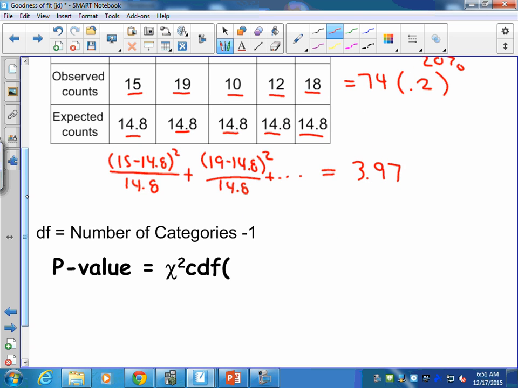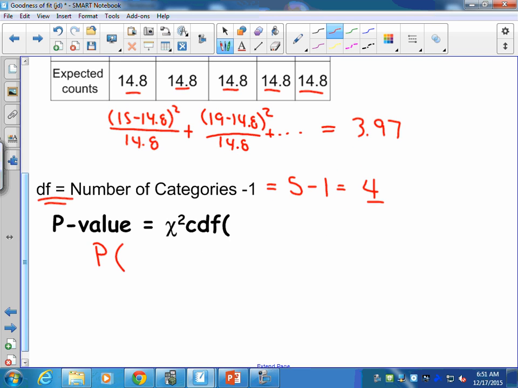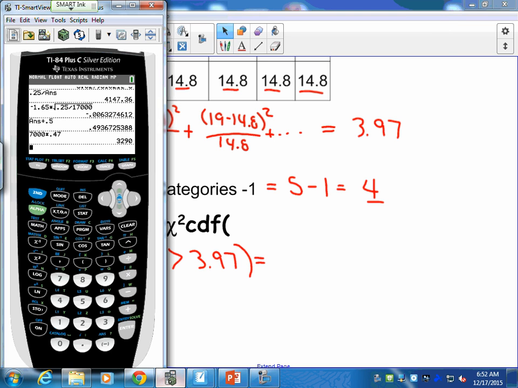Chi-square, like the t-distribution, needs degrees of freedom as a part of it. So in this case, the degrees of freedom is the number of categories minus 1. In our situation, we had 5 colors, 5 categories, minus 1, which gives us a degrees of freedom of 4. Now, to find our p-value, what's the probability of our chi-squared value? And it's always a greater than situation, 3.97.